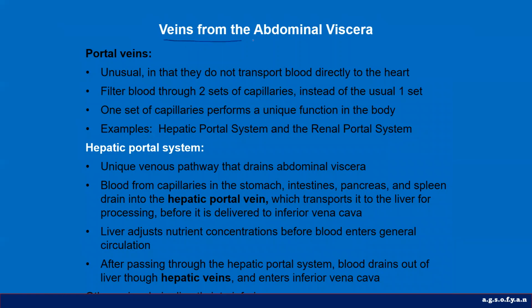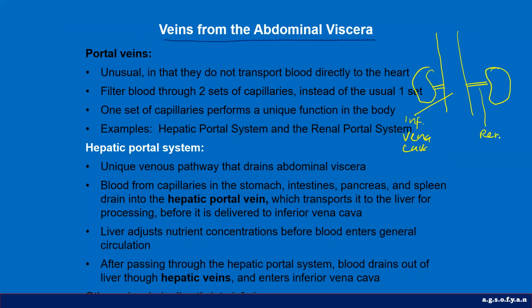Veins from the abdominal viscera or abdominal organs. Okay, most of the veins will enter into the inferior vena cava. For example, from the kidney. So let's say this is the kidney. There will be renal veins that will return the blood to the inferior vena cava.